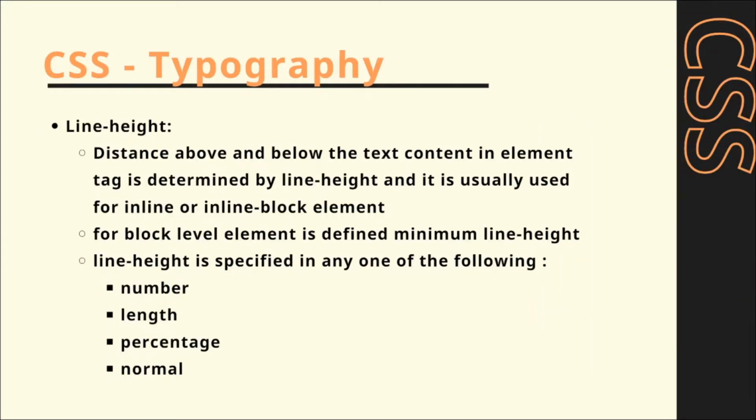Moving on to the next topic, the line height. The distance above and below the text contained in an element tag is determined by the line height and is usually used for inline or inline block elements. For block level elements, it defines the minimum line height. Line height can be specified as a number, length, percentage, or normal. Normal is the default value. We can give the number, the length, or the percentage.